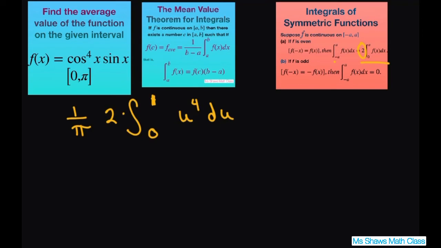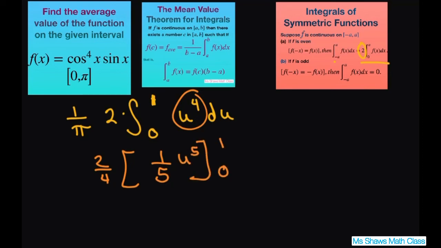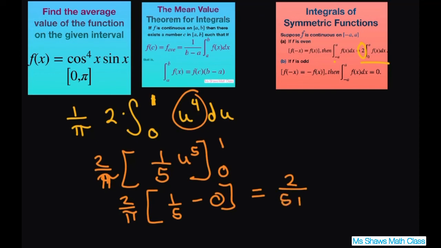All right, so now we can go ahead and fix this up. This is 2 divided by pi times 1/5 u to the 5th, evaluated from 0 to 1. So this is 2 divided by pi, and then we're going to have 1/5 minus 0. So this is going to end up being 2 divided by 5 pi. And that's your final answer.